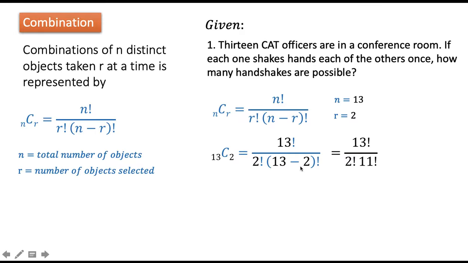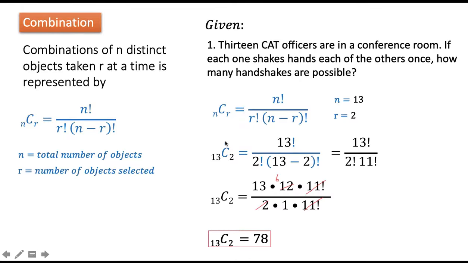Then simplify. 13 minus 2 is 11 factorial. Then expand and solve. So we can simplify this. We can cancel them. 12 divided by 2 is 6, and 6 times 13 is 78. Therefore, there are 78 handshakes possible for the 13 officers.